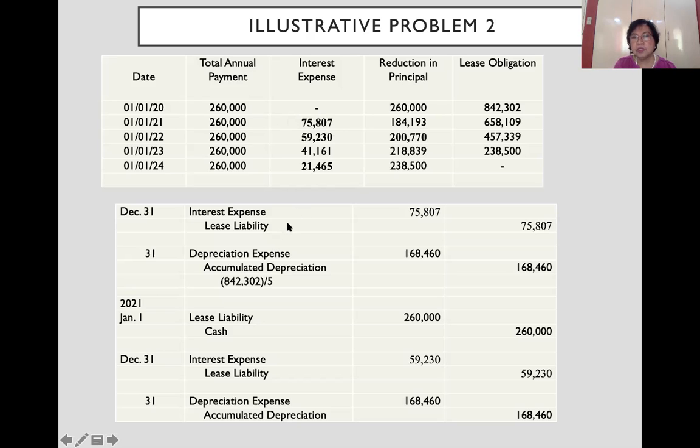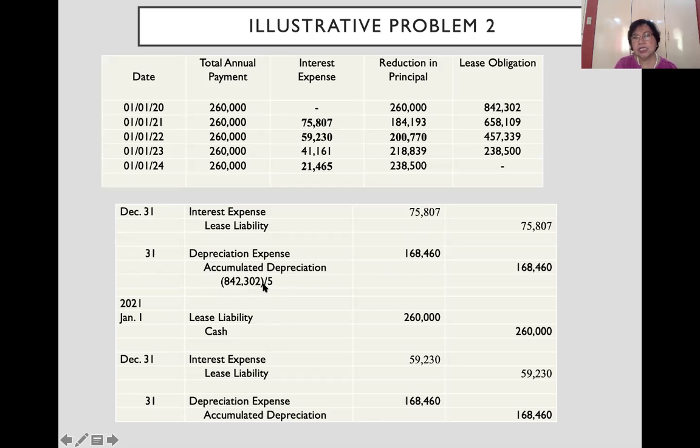Again, so on December 31, 2020, your entry for the accrual of interest is to debit interest expense, 75,807, credit lease liability, 75,807. Then, your depreciation here is based only on the capitalized cost without regard to the unguaranteed residual value. Again, your depreciation period is the lease term. So it's just 842,302 divided by 5. So that's 168,460.